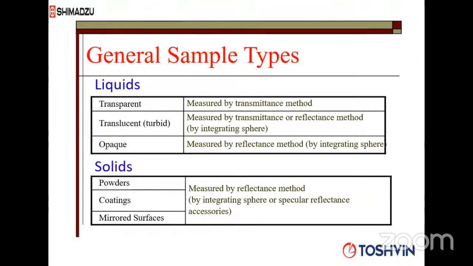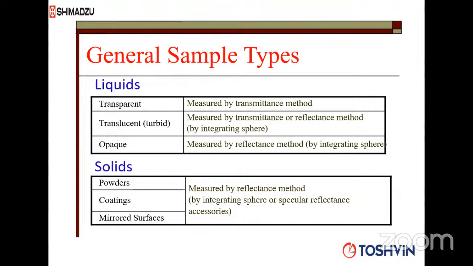But if it's a turbid liquid, that's called translucent liquid, it's not very clear. Then you require an attachment which is known as integrating sphere, which we are offering. That is required in case if you want to measure a turbid liquid. And using integrating sphere, either you can measure the transmittance of the liquid or the reflectance of the liquid.